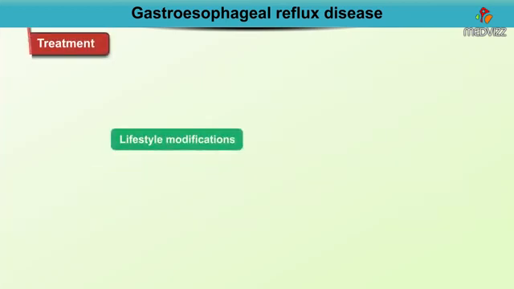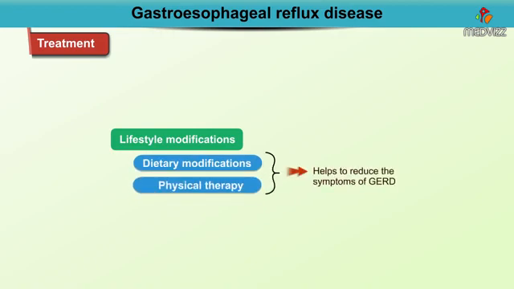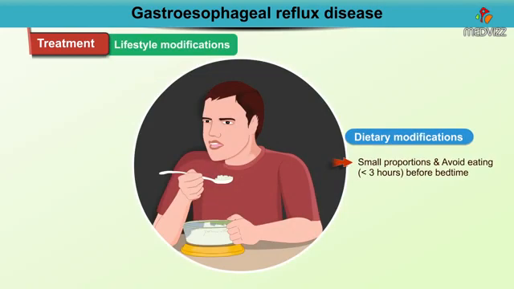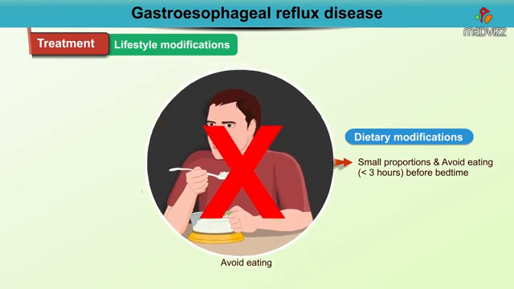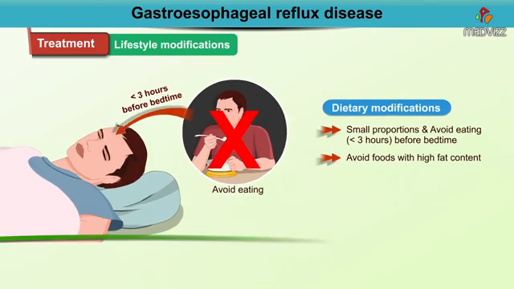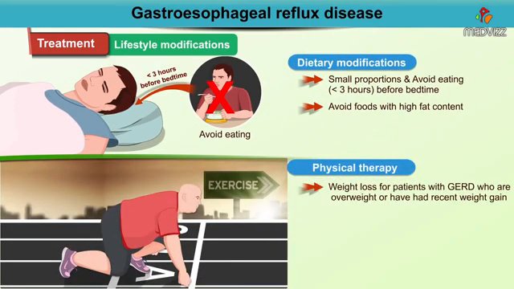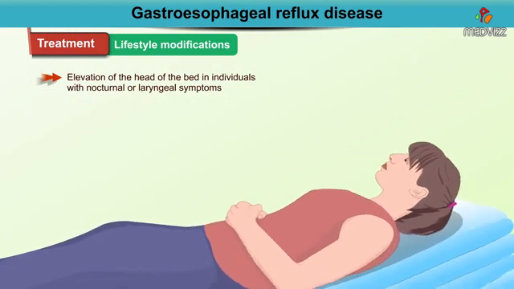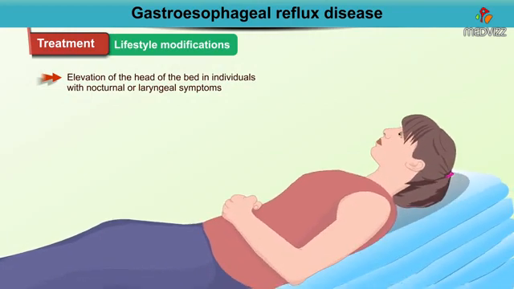Certain lifestyle modifications, including dietary modifications, physical therapy, can also help reduce the symptoms of GERD. Small proportions of food, avoiding eating less than 3 hours before bedtime, and avoiding foods with high fat content can help reduce the symptoms of GERD. Weight loss for patients with GERD who are overweight or have had recent weight gain, and elevation of the head of the bed in individuals with nocturnal or laryngeal symptoms can be helpful.